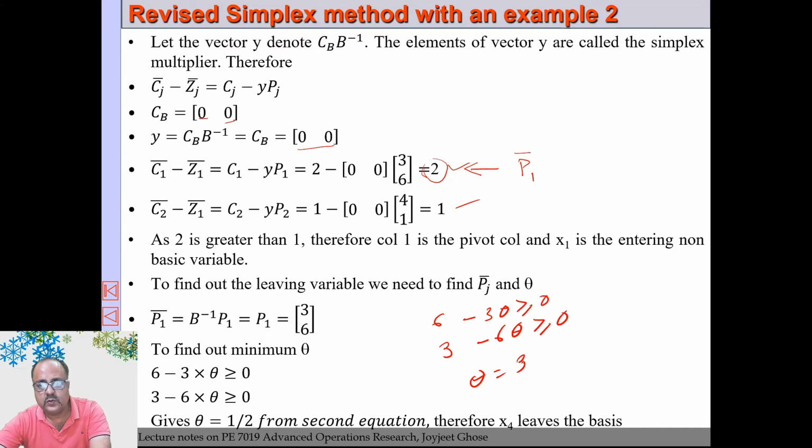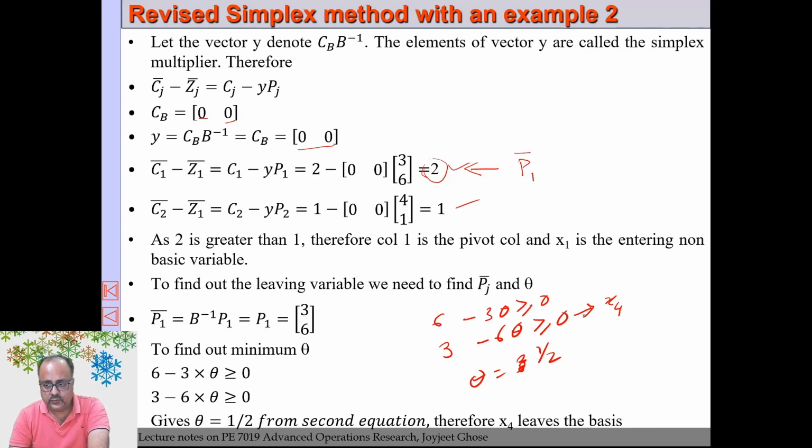Sorry, theta is equal to half. Theta is equal to half. So from which equation? From this equation. So x4 is the exiting variable and x1 is the entering variable, and column 1 is the pivot column. So with this we move on to the next iteration.